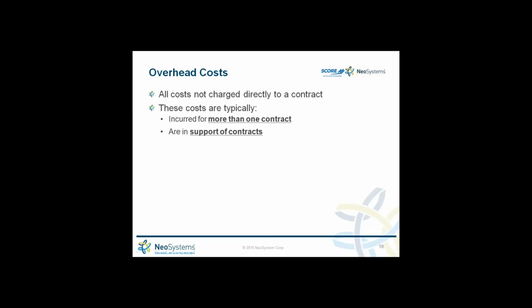So the next thing we'll get into are the overhead costs. And again, all overhead costs are not charged directly to a contract. These costs are typically incurred for more than one contract and are in support of contracts, i.e. the office supplies, the postage and handling, the rent.